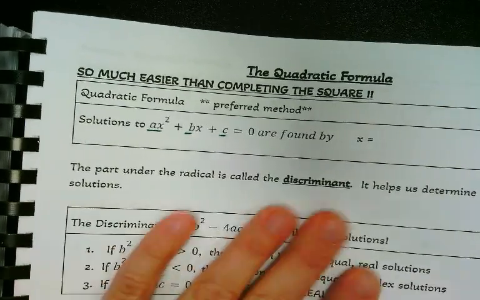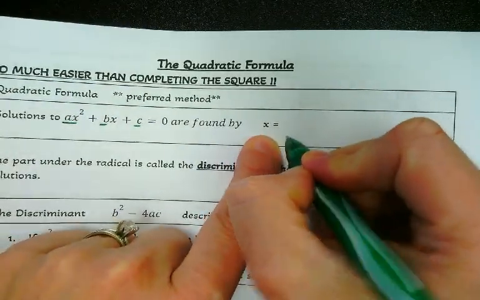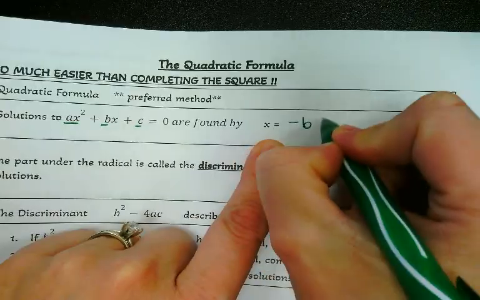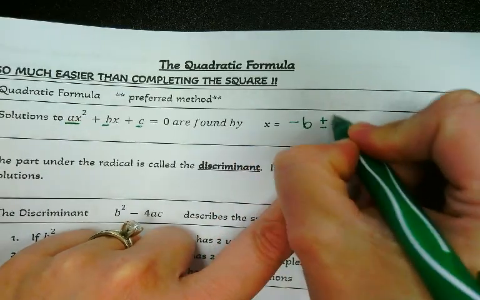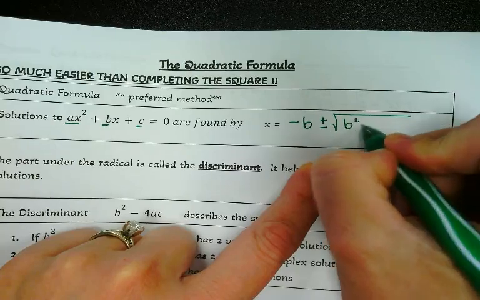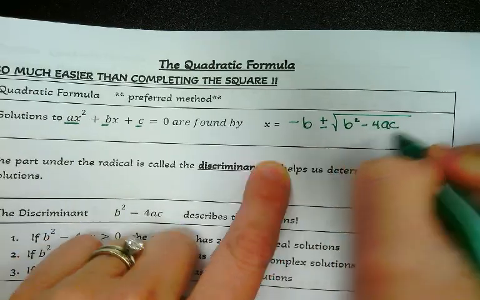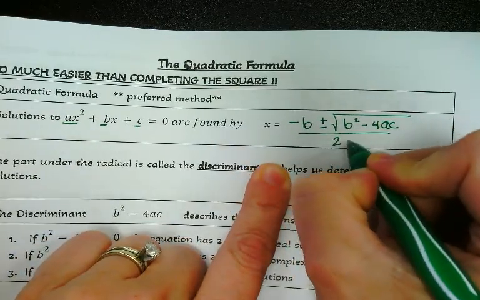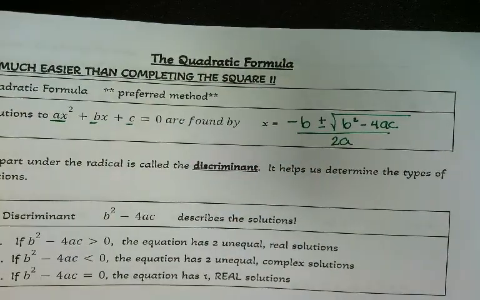And the quadratic formula is as follows. So it's x equals negative b plus or minus the square root of b squared minus 4ac divided by 2a. And notice that divided by is across that whole thing.